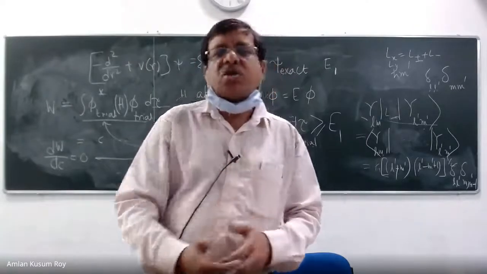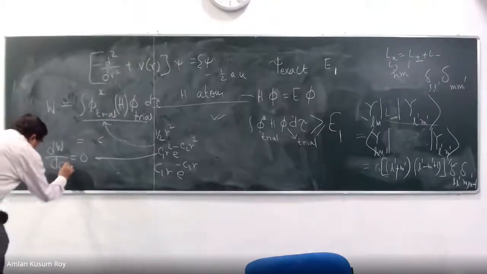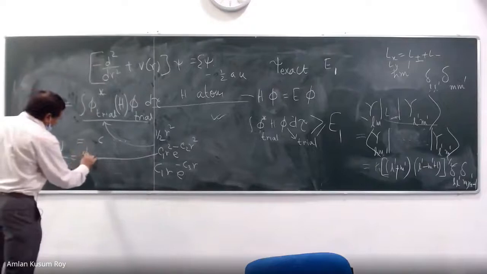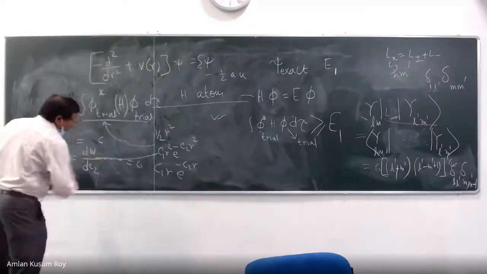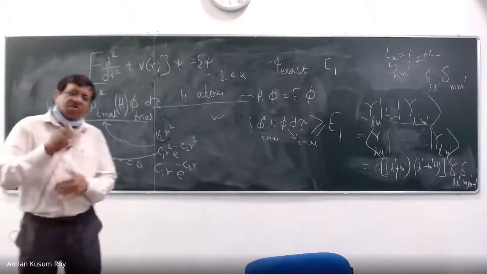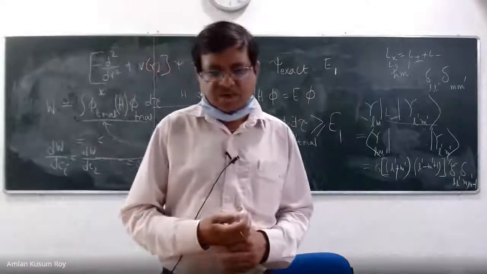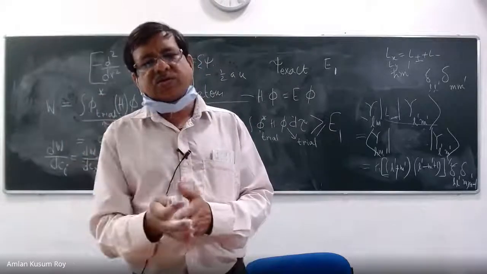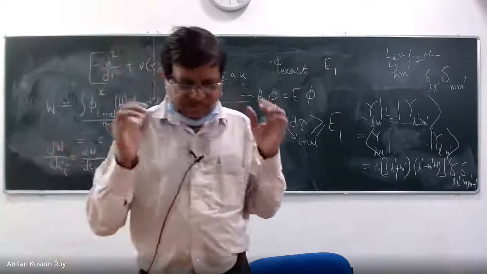So you want to vary all these parameters. If you have more than one parameter, you have to do dW/dC1 equal to dW/dC2 and so on, equal to 0. That means you vary the whole set of parameters to get a correct or better energy, and vary until you get closer and closer. That is the variational principle's philosophy.